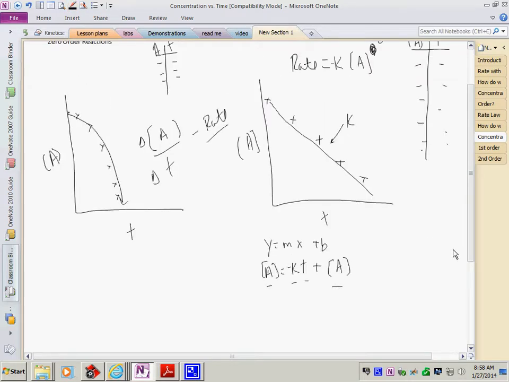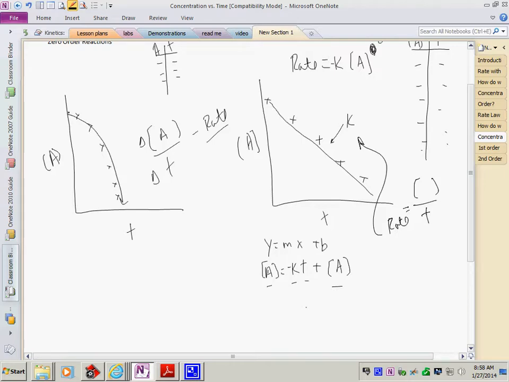I will say, just for conversation point here, that because the slope here is the concentration divided by time, this equals the rate, which equals k. This only really works for zero order reactions. Keep that in mind. Okay.